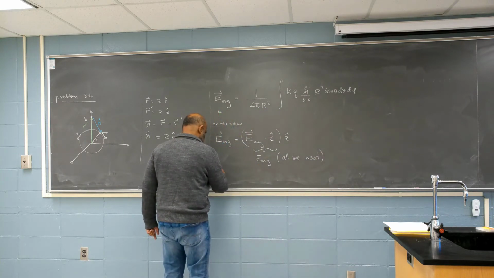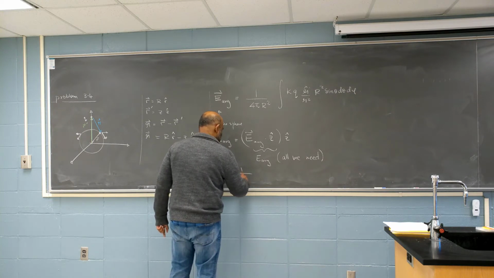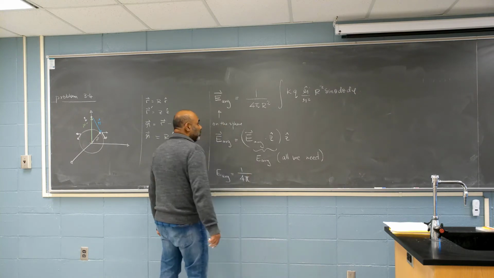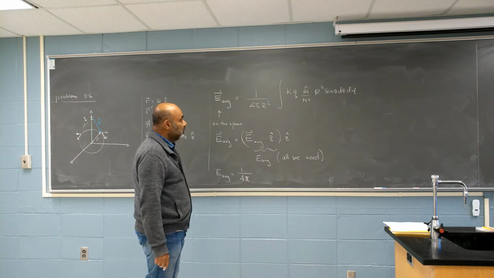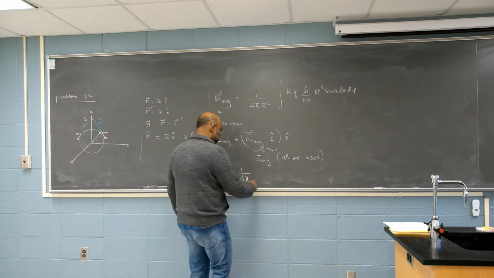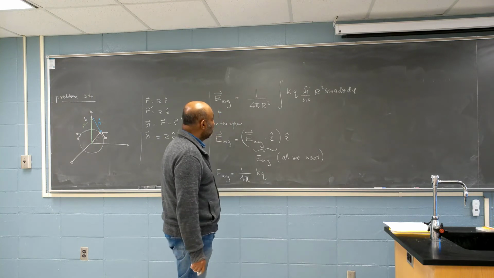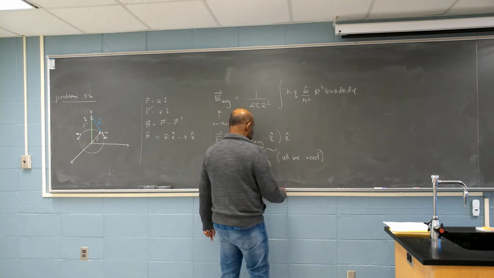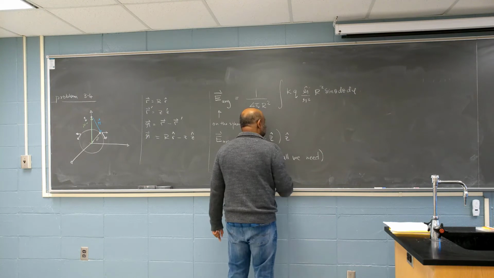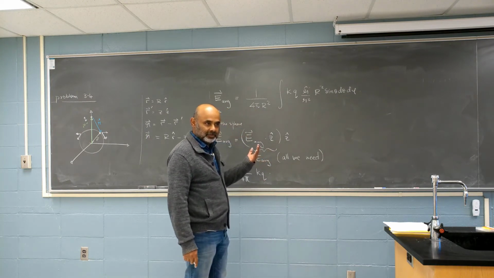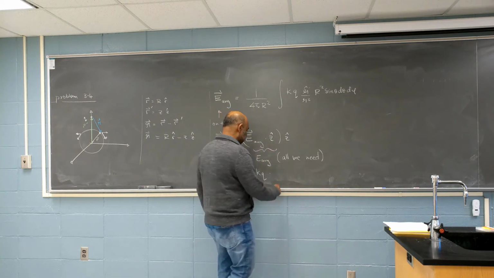And so I'm going to cancel out the r squared, right? I'm going to bring out my kq. And then, shall I do my phi integral? 2 pi.